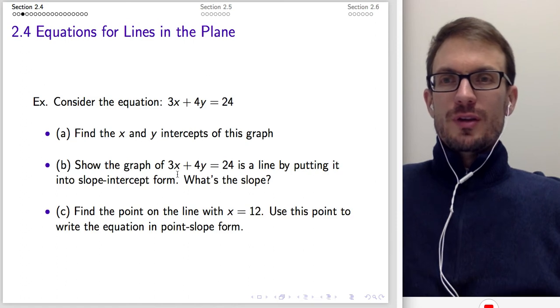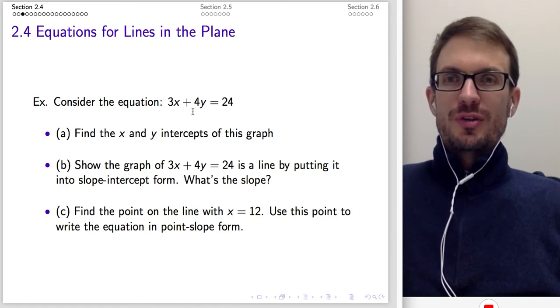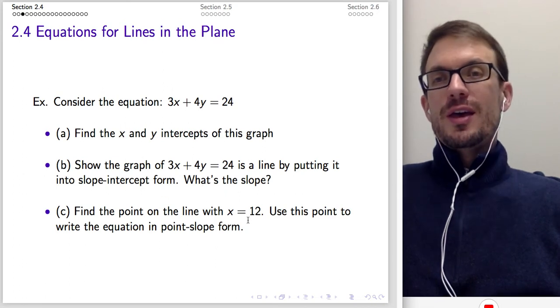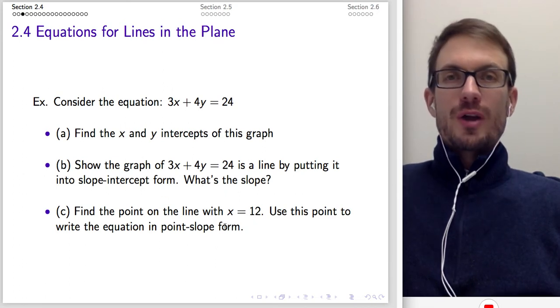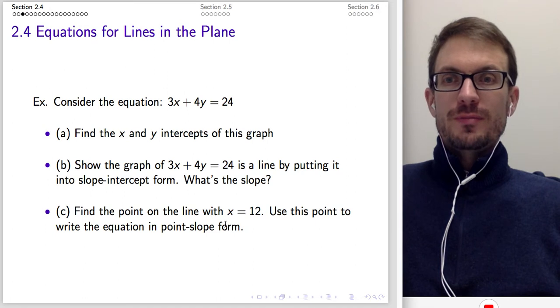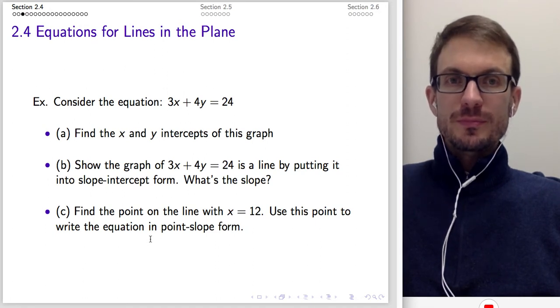Okay, so let's work with this line. Consider the equation 3x plus 4y is equal to 24. Let's find the x and y intercepts. Let's show the graph as a line by putting it into slope-intercept form. Then give me the slope. And then let's find the point on the line where the x-coordinate is 12, and use that point to write the equation in point-slope form. So stop the video, go ahead and do this.